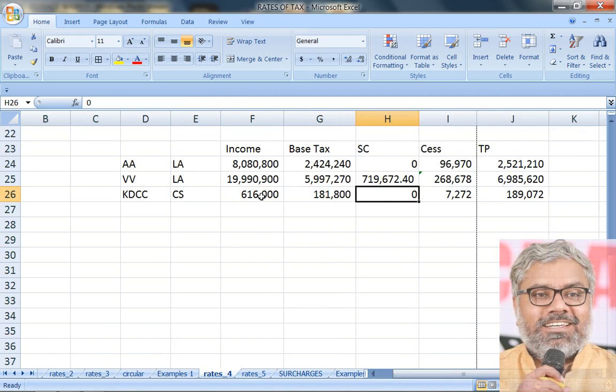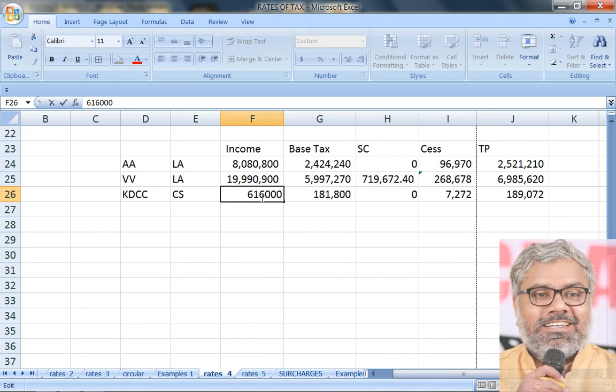Total is 1,81,800. Is there a surcharge here also? No. Why? Because income did not exceed 1 crore. So cess is common, 4%. Final tax liability is 1,89,070. After rounding it, 1,89,070 will be the tax liability of this cooperative society.